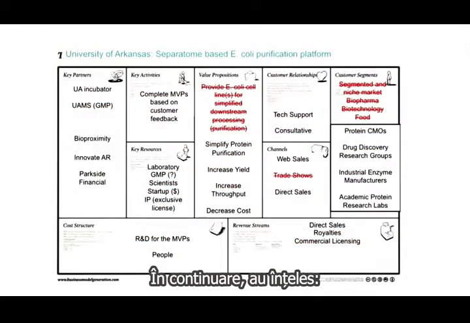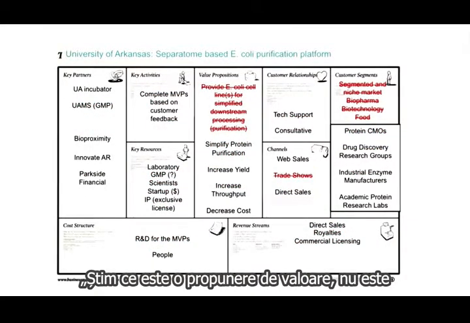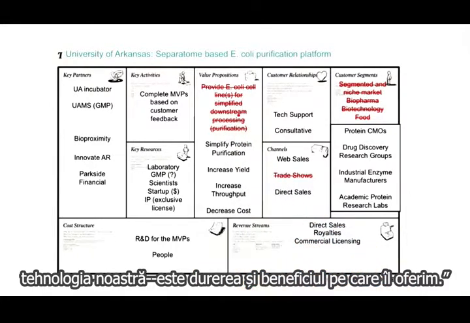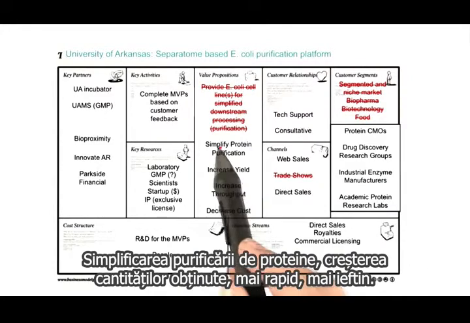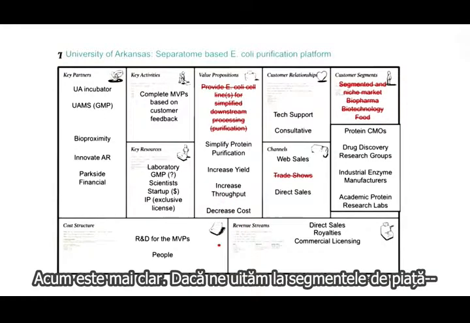And then as they went down, they kind of understood, oh, we understand what a value proposition is. It's not what our technology is. It's what gain and pain we're providing. So: simplify protein purification, increase yield, increase throughput, decrease cost. Now we're making a lot more sense.